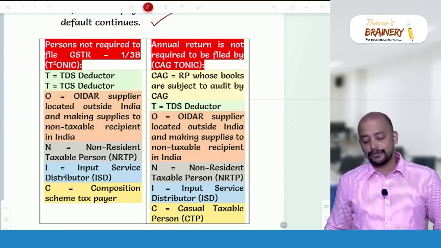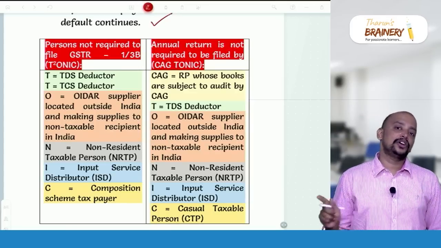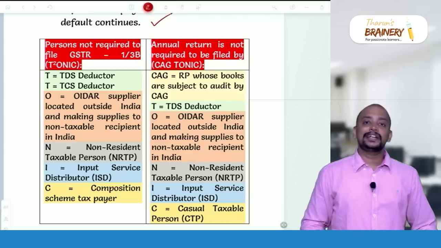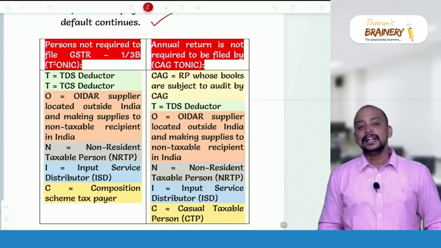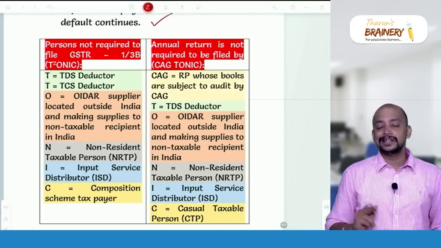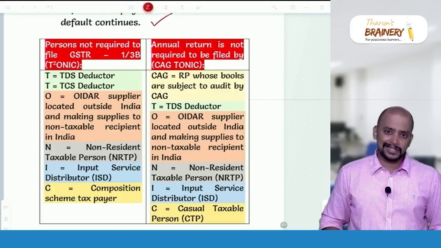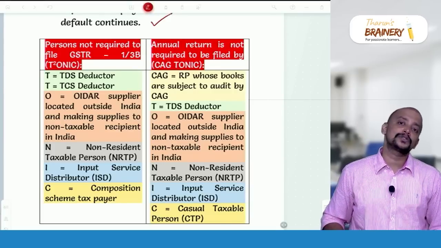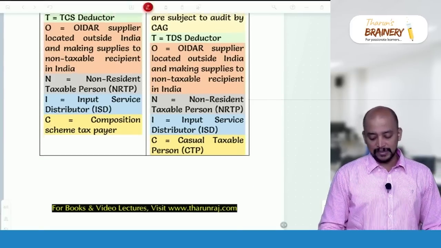And who are not required to file annual return? CAG TONIC. CAG is those people whose records are required to be audited by the Comptroller and Auditor General. TONIC, in the TONIC, TDS only. TDS deductor, O for OIDAR supplier, N for non-resident taxable person, I for input service distributor, C also will change. C is casual taxable person.